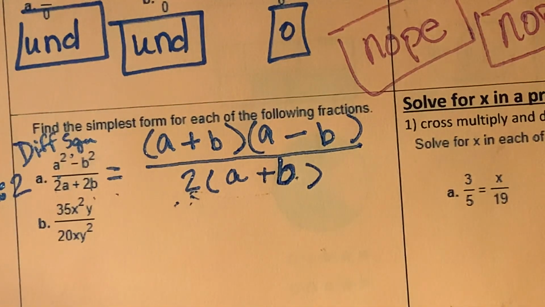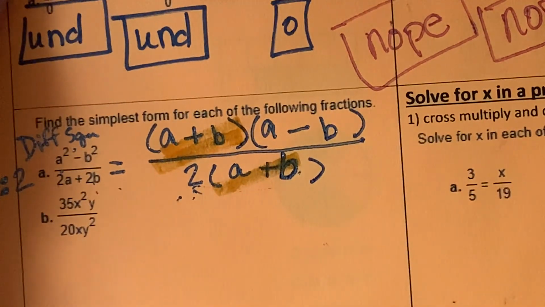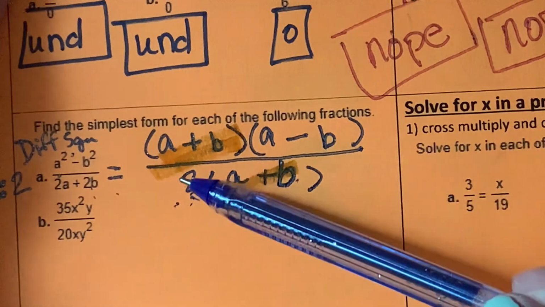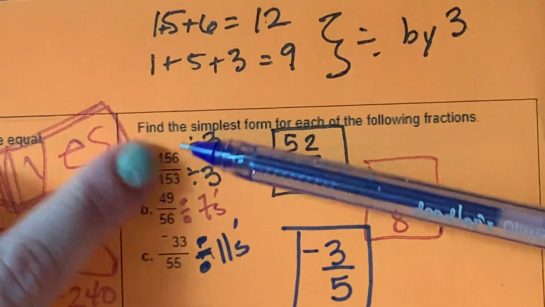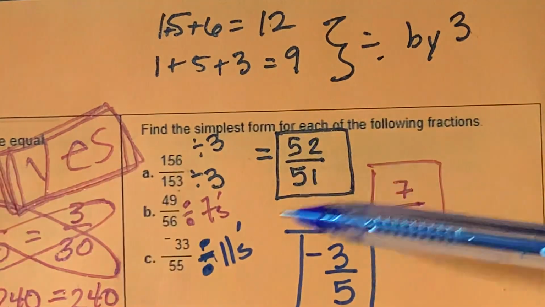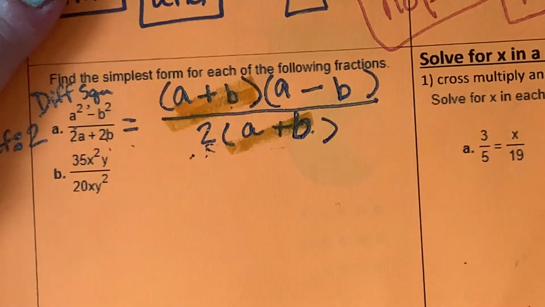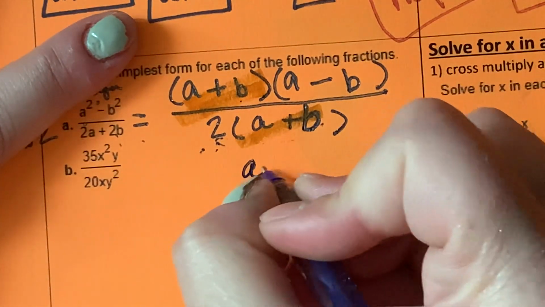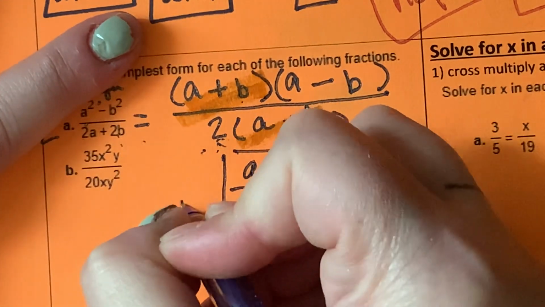Now check it. Is there anything that looks exactly the same in the parentheses? Oh my gosh, look at this, A plus B. Those are exactly the same. They cancel. Kind of like up here in the top right, when I could divide both the top and the bottom by 3, I did it, and I canceled them out. Same thing here. I can take off this A plus B from the top and bottom. So you're just left with A minus B over 2. This is for part A.